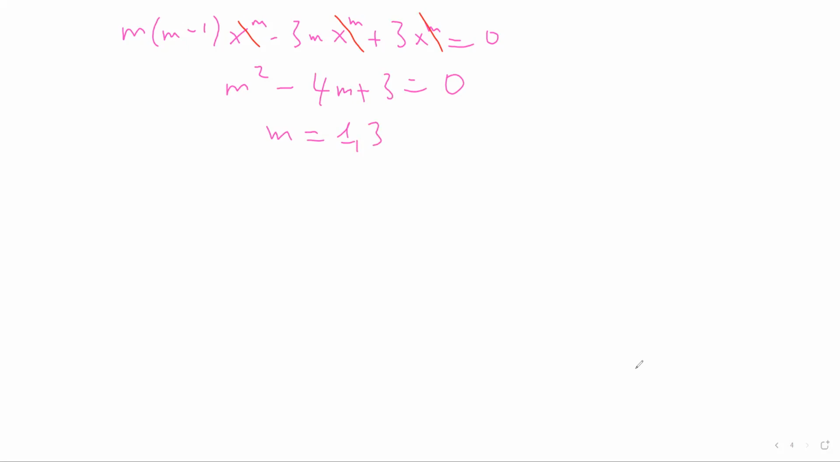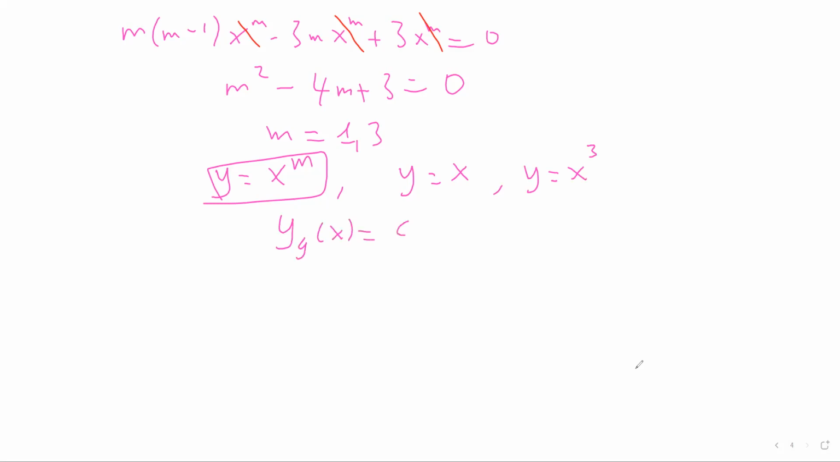So if you have that, then you write your solution y, which we said was x^m. Now y is equal to x, since m1 is 1. And then y is equal to x^3, since m2 is equal to 3. So our general solution will be written as c1 x plus c2 x to the power 3. And this would be our general solution. So we'll take another example.